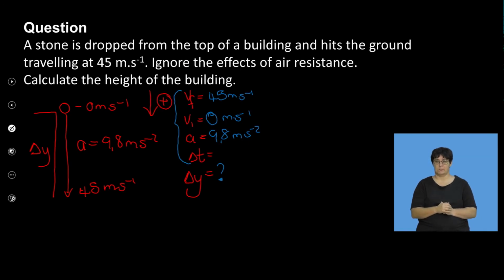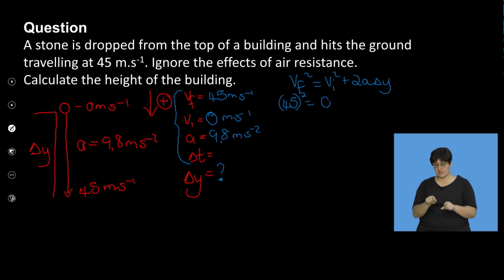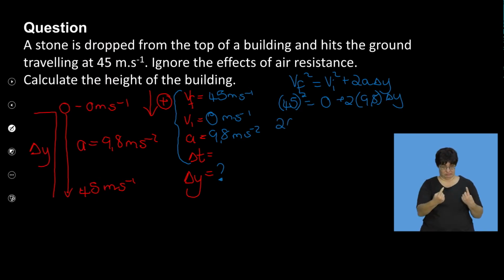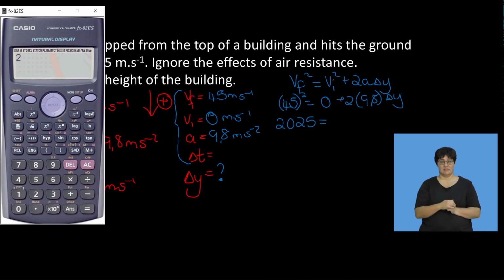I'm going to use VF squared equal to VI squared plus 2A delta Y. VF is 45. VI is 0. 2 times 9.8. So we have 45 squared, which is 2025. Definitely can't do that in my head. We're going to have 2 times 9.8. Okay, which is 19.6.